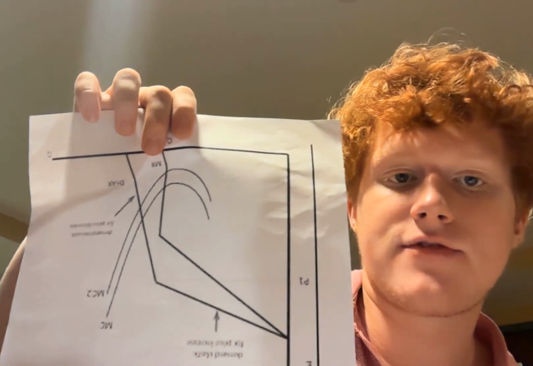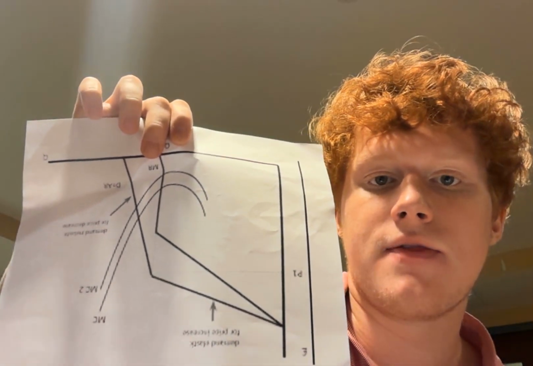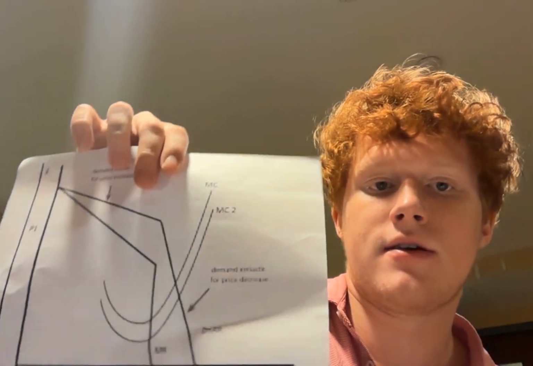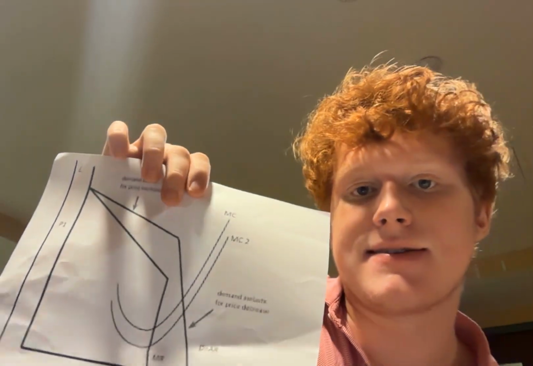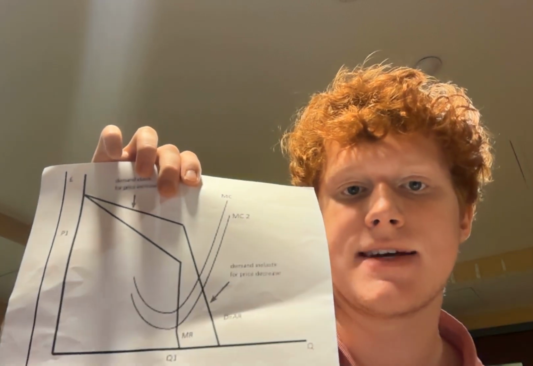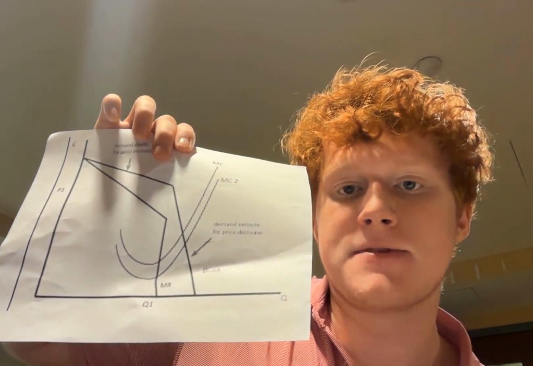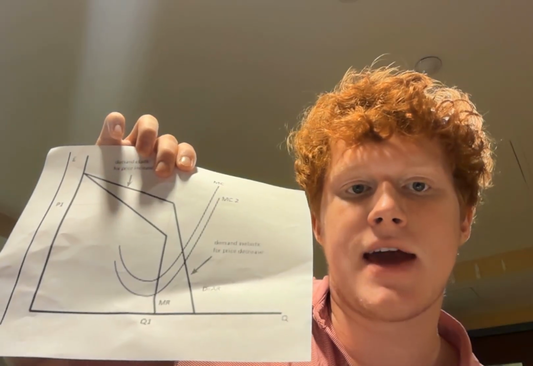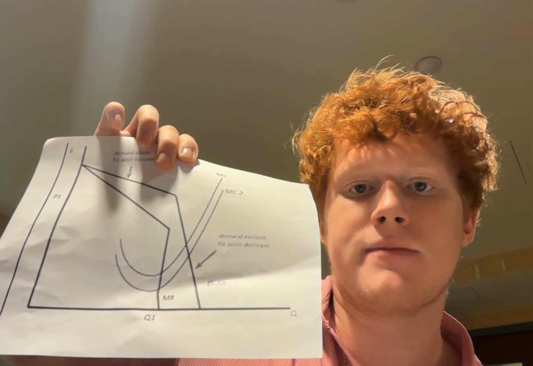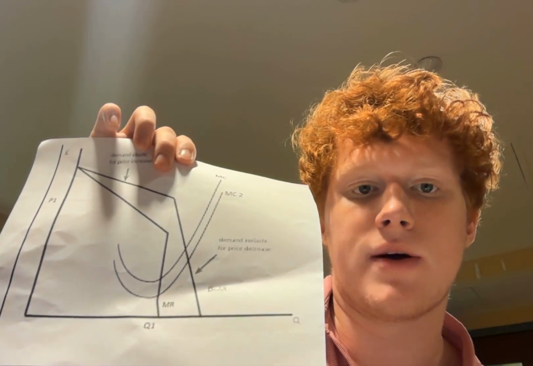A second version of the kinked demand curve makes these points even clearer. This graph shows that demand is elastic when price rises and inelastic when price falls. Moreover, it contains two different marginal cost curves, MC1 and MC2, that pass through the gap in the marginal revenue curve with no effect on the equilibrium price P1 or quantity Q1.